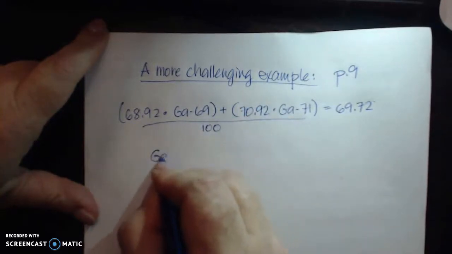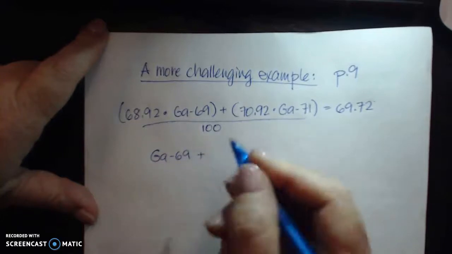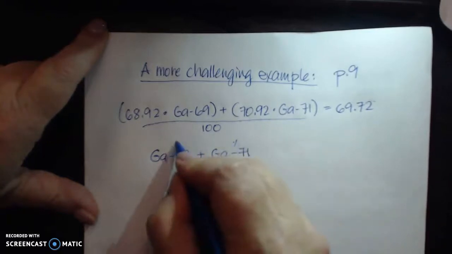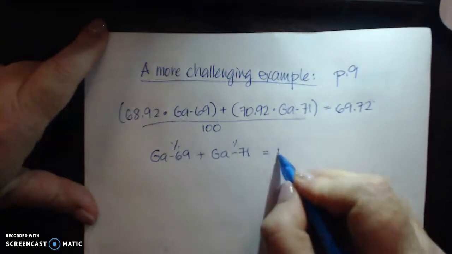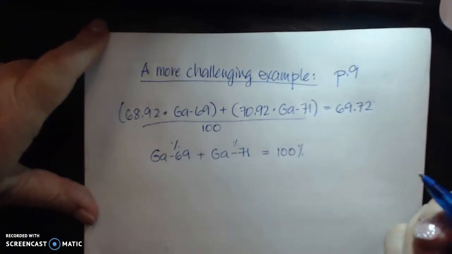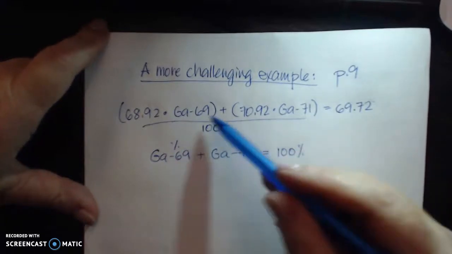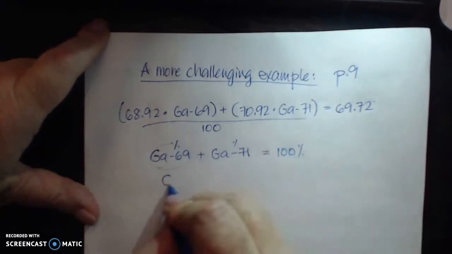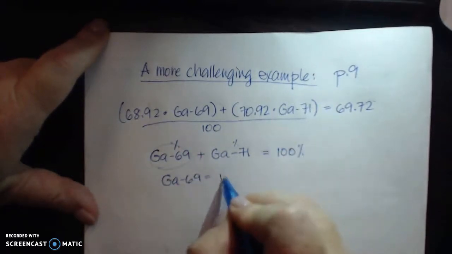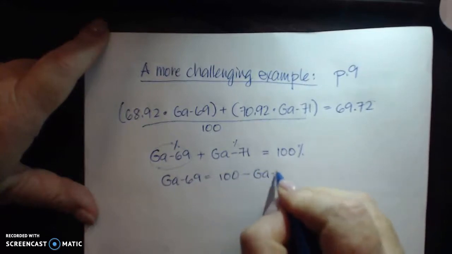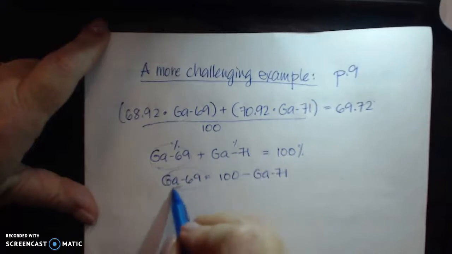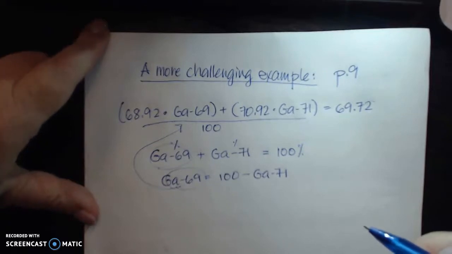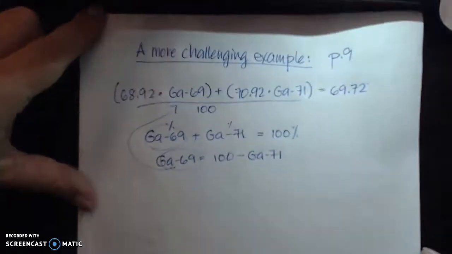And what we know is that gallium-69, the abundance, plus gallium-71, the abundance, and again these are percents, they have to equal 100%, right? And so now we've got two equations that are related, and if I solve for, let's say, gallium-69, so gallium-69 is equal to 100 minus gallium-71, I can then substitute this back up into the original equation, and then we can solve for that one unknown. So that is what we're going to be doing.